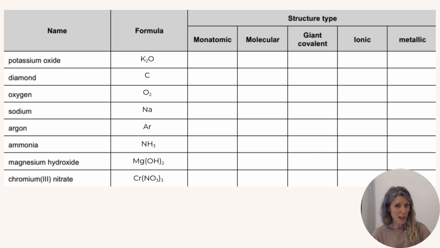And then finally, chromium 3 nitrate. Again, ignore the brackets in the formulae. For now, the Cr chromium is a metal, N nitrogen non-metal, and O oxygen non-metal. Combination of metal and non-metal, so again that makes this ionic.